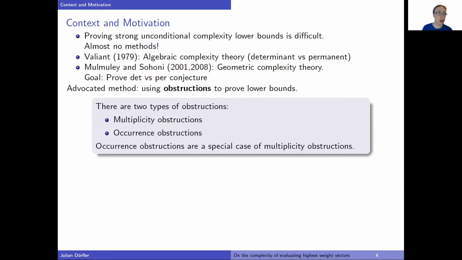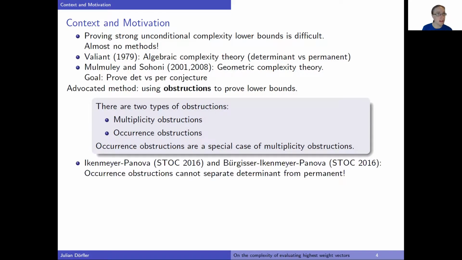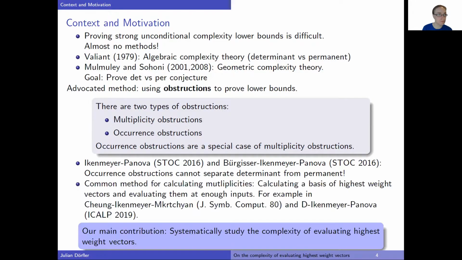There are two different types of obstructions here. One of them is the multiplicity obstructions, and one of them is occurrence obstructions. Occurrence obstructions are just a special case of multiplicity obstructions. You don't have to care too much for the specifics here, though, as this is not fully part of this talk. The important thing, though, is occurrence obstructions cannot separate the determinant from the permanent. Ikenmeyer-Panova and Bürgisser-Ikenmeyer-Panova proved that in 2016. So it is important to now look at the multiplicities specifically.